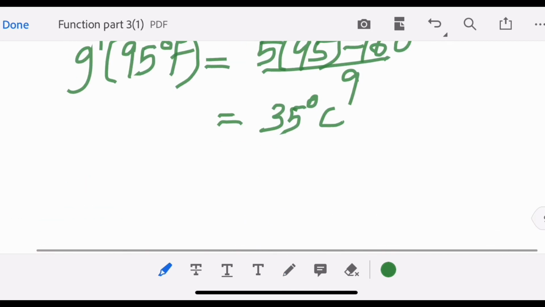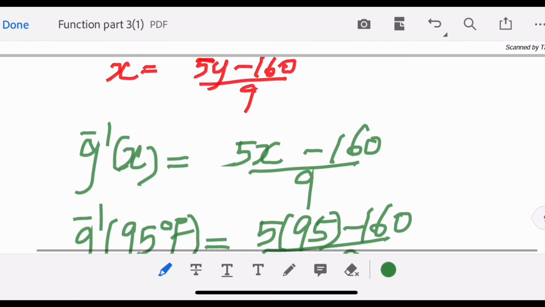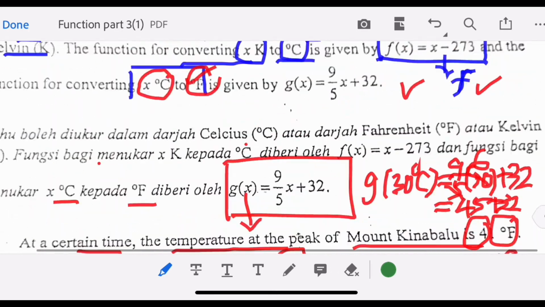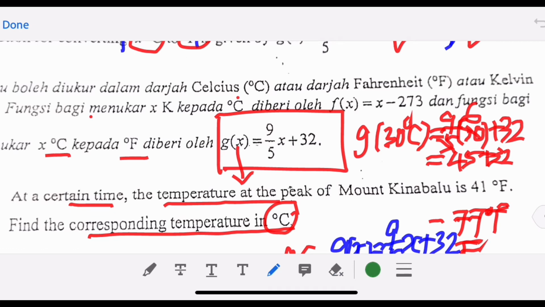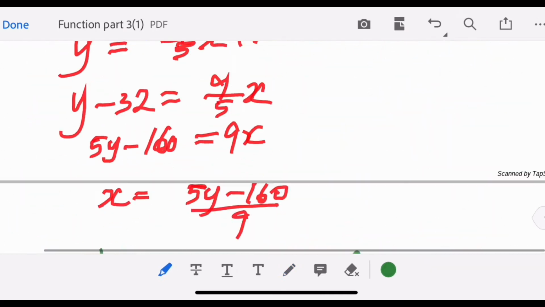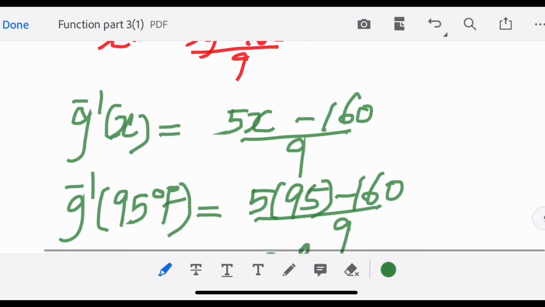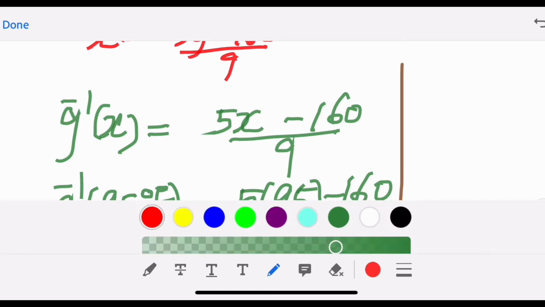Okay, so the question is giving you how much? They say the temperature at Mount Kinabalu is how much? Let's see. Okay, 41, right? So for 41, we want to find the corresponding temperature in Celsius. So that means we have to use the inverse, right? So this is the inverse. So if you understand the question, you will get the answer easily.